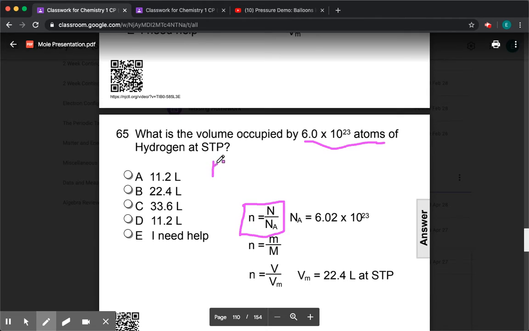So moles is equal to N, which is 6.0 times 10 to the 23. Now, for the sake of making things cleaner, I'm going to round Avogadro's number down to 6 as well. Because this is saying 6.0, this is saying 6.02. It's going to be pretty close to 1. So I'm just going to round it to 1 just to make life simpler. And then you end up getting 1. So this is how many moles of atoms we have.